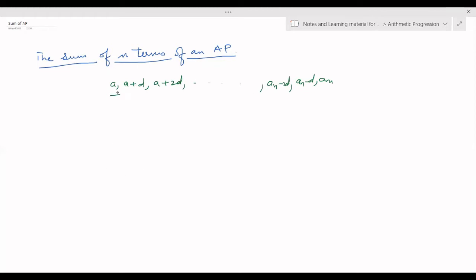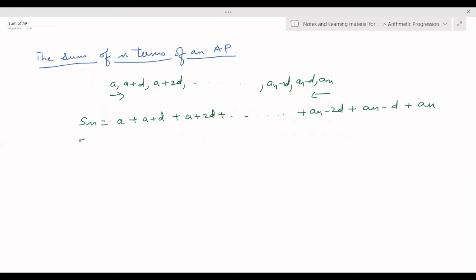On this side, when we are adding d, definitely from this side, d is being subtracted. So we need to find out the sum of it. Let's call Sn as the sum of the given AP. That's a plus (a plus d) plus (a plus 2d), adding all the other terms and writing the last three terms: (an minus 2d) plus (an minus d) plus an.